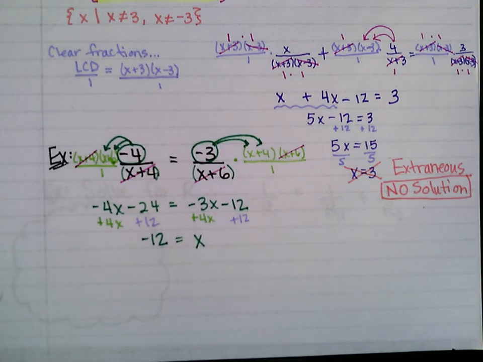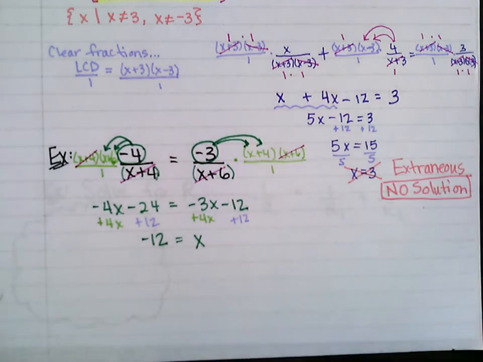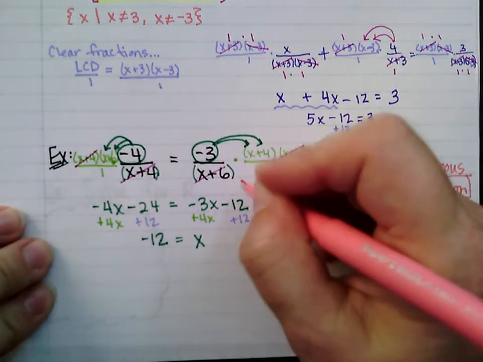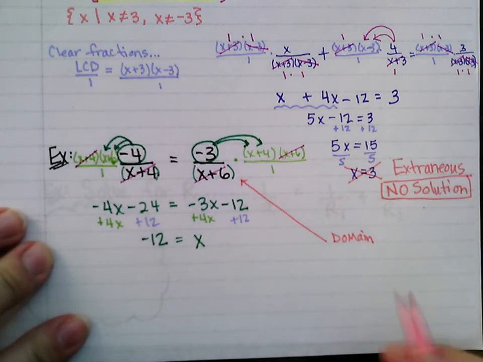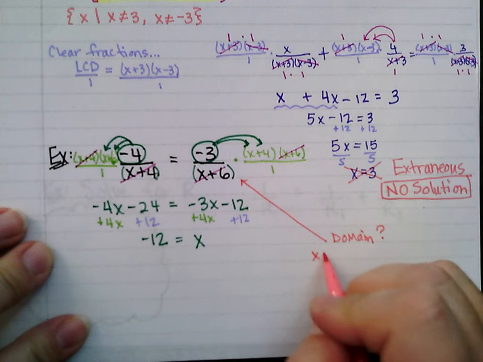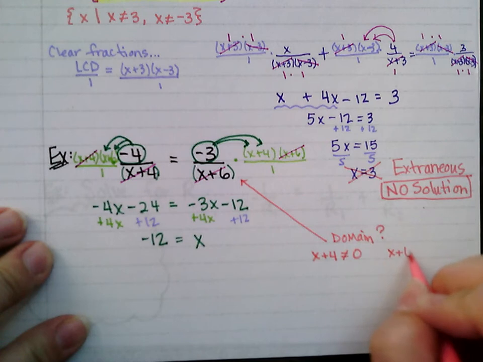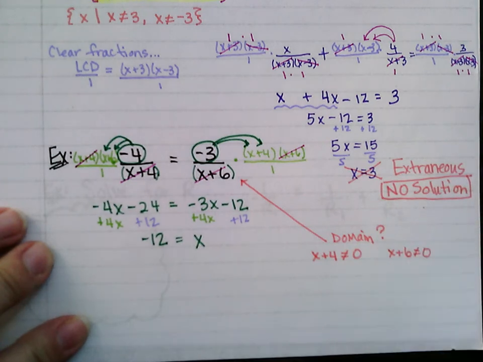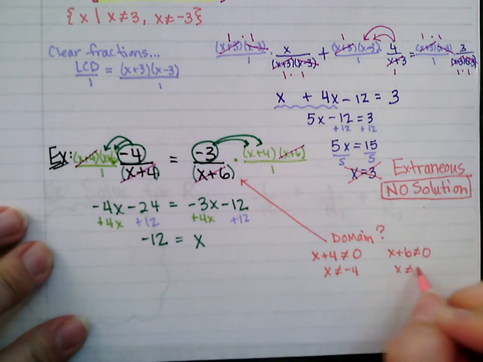What did we forget to do in this problem? Does anyone remember what we need to do when we have variables in the denominator? We need to get those domain restrictions. So for the domain restrictions, we need to take x plus 4, make sure that never equals 0, and x plus 6, make sure that never equals 0. So that gives me x can't equal negative 4, and x can't equal negative 6.